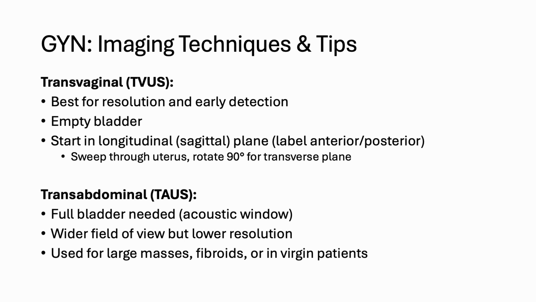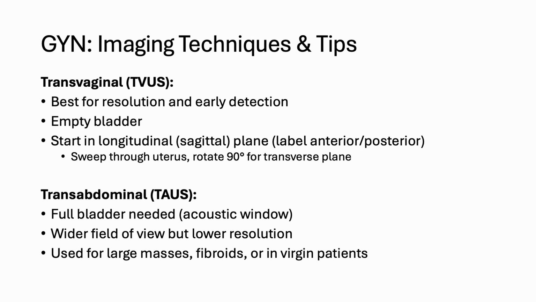So when we're doing imaging, some techniques and tips: when we're doing a transvaginal ultrasound, it's best for resolution and early detection of disease processes and pregnancy. They need to have an empty bladder when you do a transvaginal ultrasound, and we typically start longitudinally in the sagittal plane, and that puts it at anterior and posterior, and we sweep through the uterus and then rotate 90 degrees for the transverse plane, and then sweep again through the uterus.